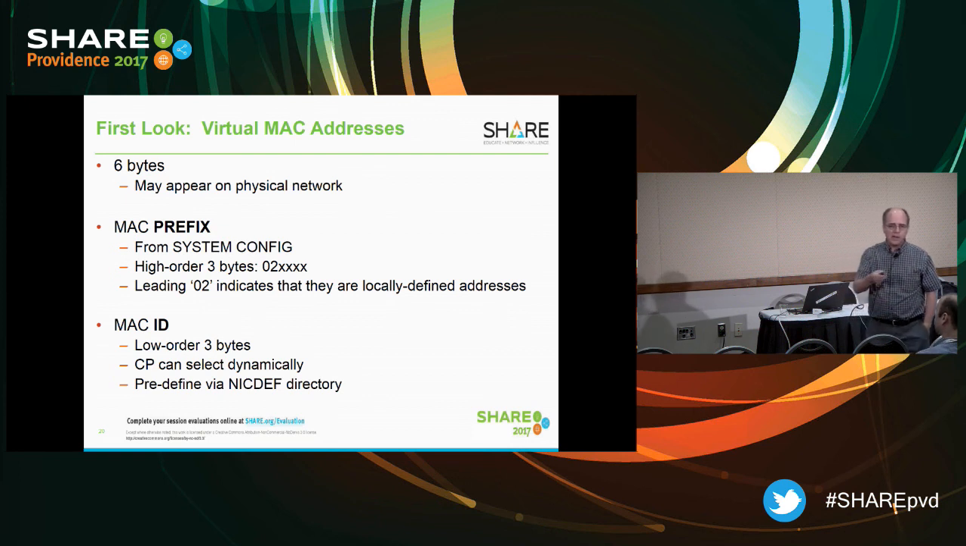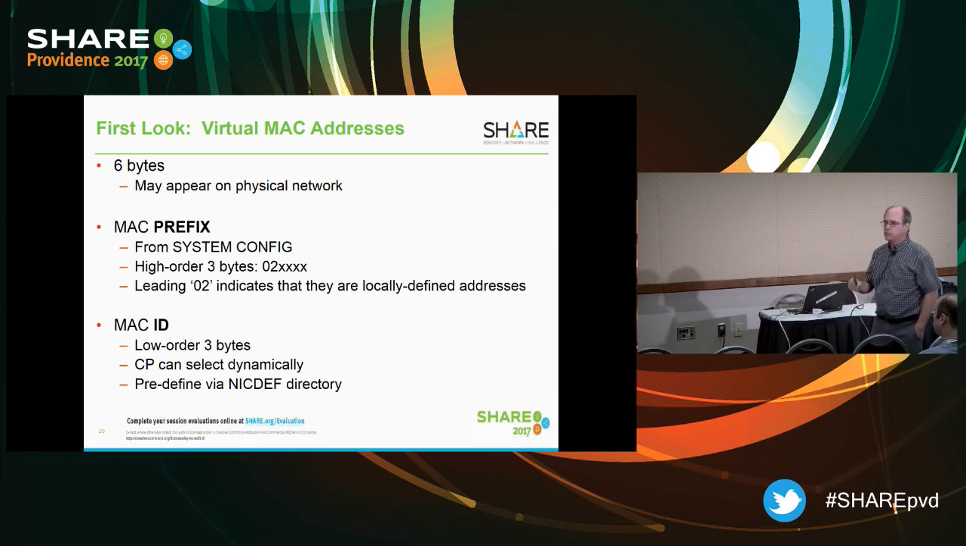So a virtual MAC address consists of two parts that you have to manage. Now, when you buy an Ethernet card, go to Staples and buy one, it comes with a burned-in MAC address. Oh, wait, I'm not buying my virtual NICs. I'm manufacturing them. You're the manufacturer. You have to assign them. And you assign them, there are a couple of parts. It's 6 bytes. The high order 3 bytes come from your system config file.